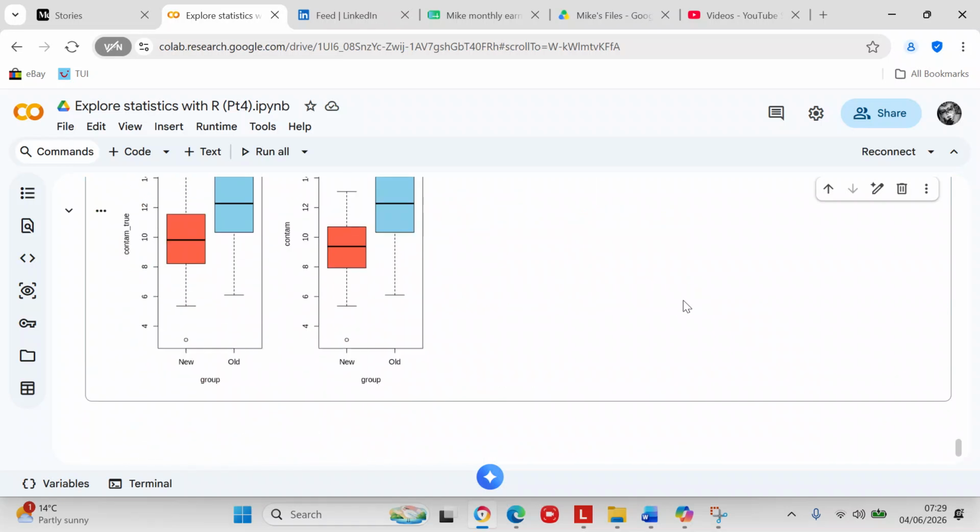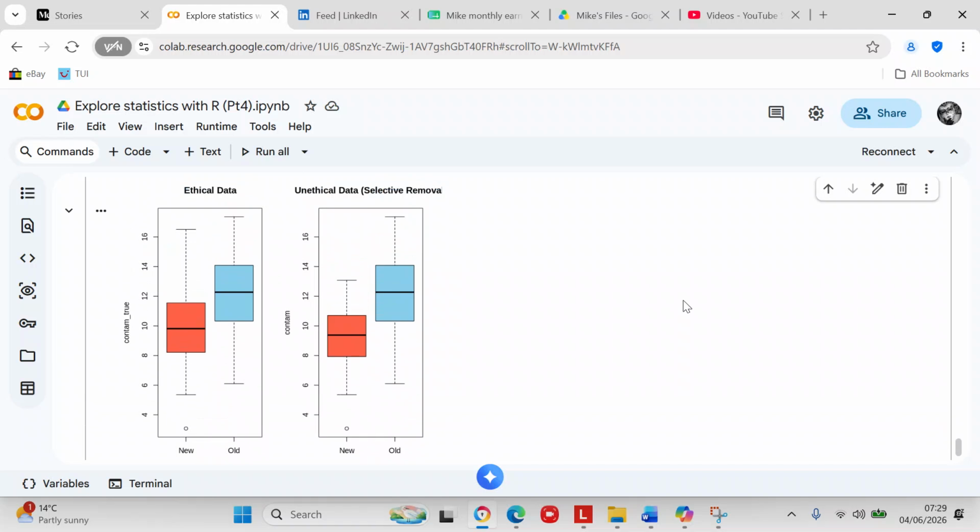If you do remove any samples, you have to justify why you're removing those samples, which wasn't done in this test. So this was just a case study on how ethics is important when performing statistics, because if you don't adhere to ethical practices, then what's going to happen is you can give misleading results, and you don't want to give misleading results.